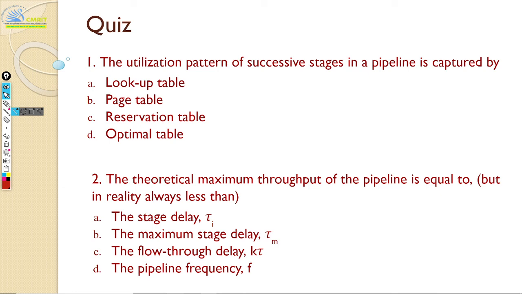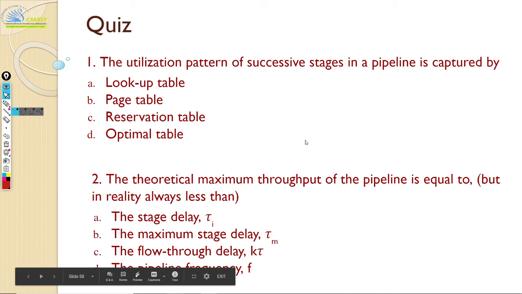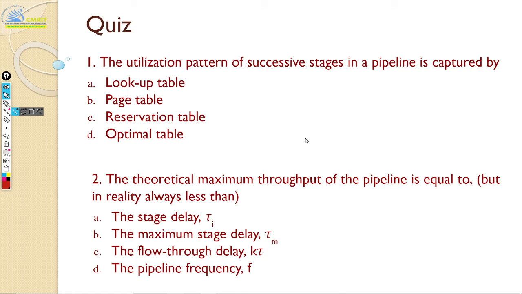Pipeline frequency, sir. Yeah, that's right. Nice, Nitin. The theoretical maximum throughput of the pipeline is equal to, in reality always lesser than, your pipeline frequency. If I say a 2 gigahertz processor, it means 2 into 10 to the power of 9 instructions will get executed in 1 second. And that's your throughput. Throughput is nothing but the number of instructions getting executed per unit of time, per second. And that's the theoretical max.